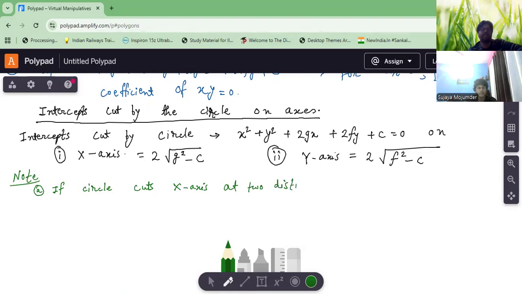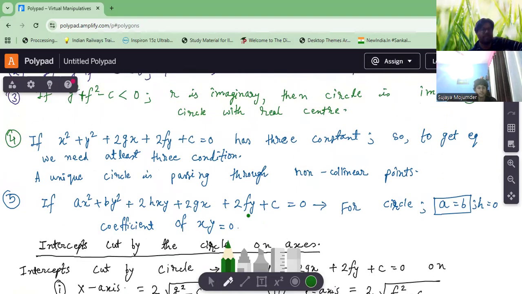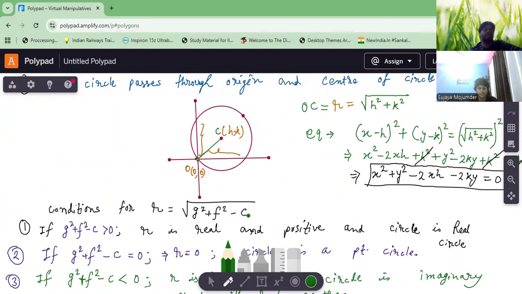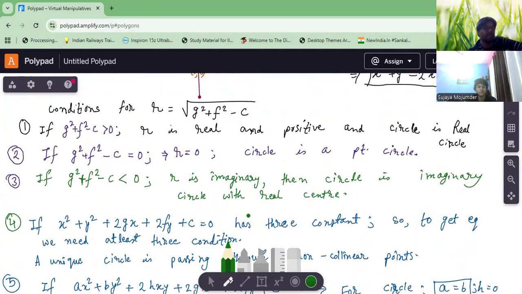If I say it is cutting at 2 distinct points, like this one, over here it has cut at 2 points, but one of the points is at the origin. What if the circle cuts in this way? There are 2 points, so this is the length of the x-intercept, or length of intercept by the x-axis.